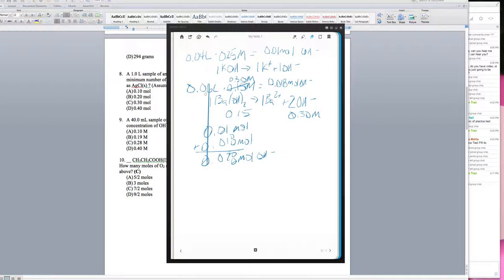And this is the thing that when Austin, you asked that question before, this is where you add up those volumes. Volumes are additive. So we get 0.100 liters. And when we divide those, we get 0.28 molarity. So the answer is C.